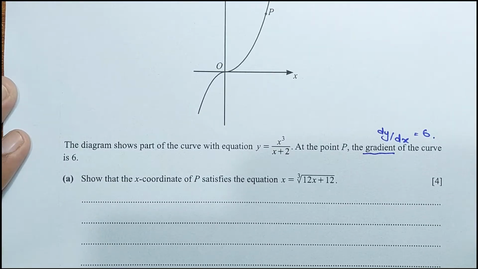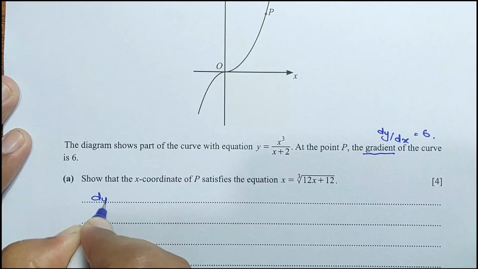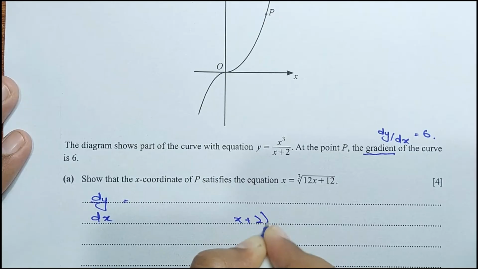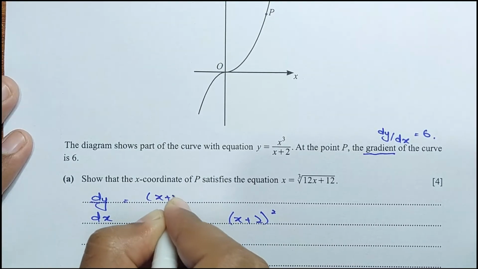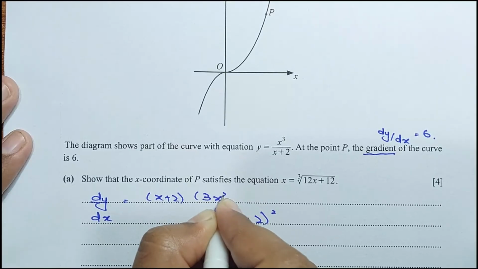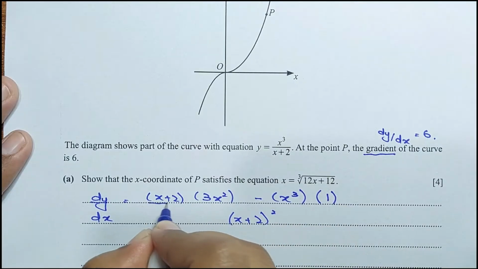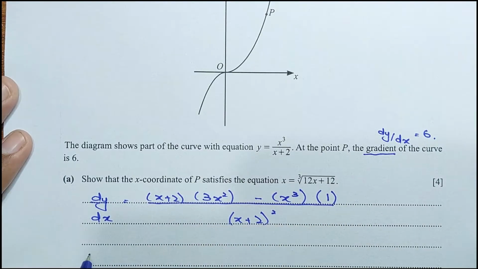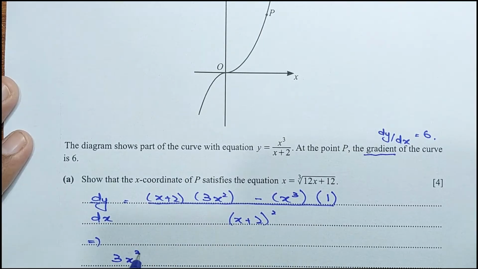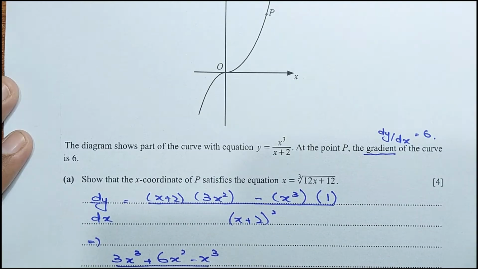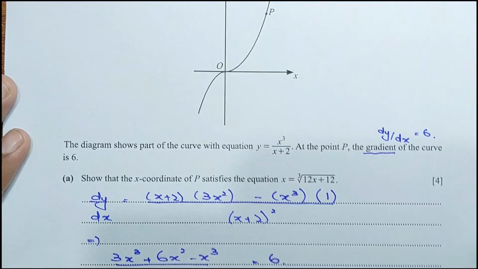First, let me find the gradient and put it equal to 6. dy over dx: we have y, so let me apply the quotient rule. Denominator function, its whole square. The denominator function times the derivative of the numerator function, which is 3x square minus x cube, and the numerator function times the derivative of the denominator, which is just 1. Now 3x square times x would be x cube, plus 3 times 2 would be 6x square, minus x cube, divided by x plus 2 whole square, equal to 6, and we have to solve for x.